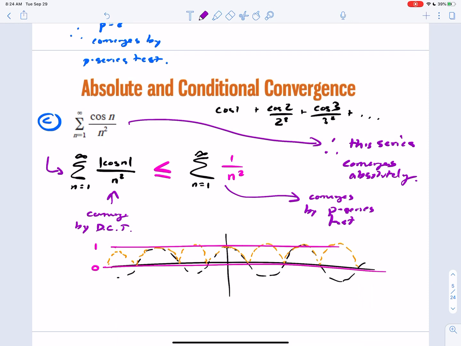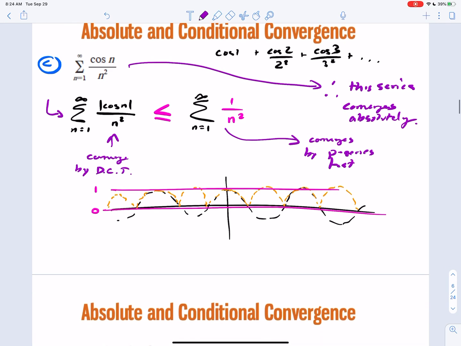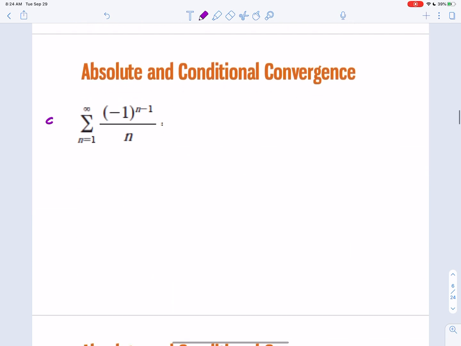Okay? Make sure the logic is there, you guys. Don't just go through the motions. Try to really understand what's happening and why it's happening there, okay? All right. Let's do a couple more. Part D.